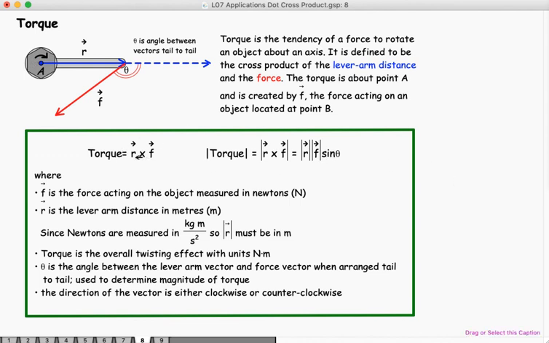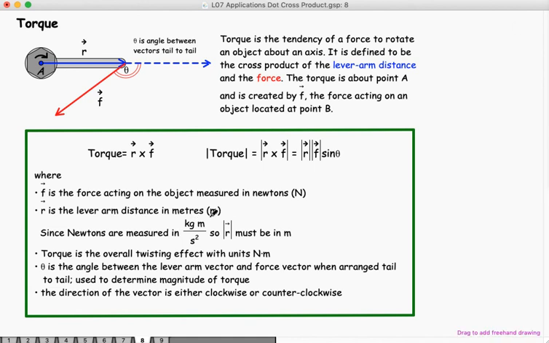We're not going to be worrying about torque itself. What we're going to be worrying about is the magnitude of the torque. So the magnitude of the torque will be the magnitude of R times the magnitude of F times the sine of theta. And again, F is the force acting on the object measured in newtons, and R is going to be the lever arm distance measured in meters.